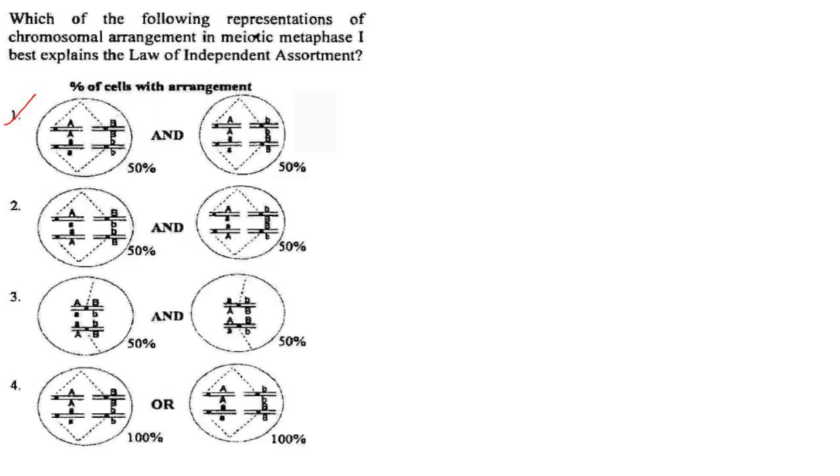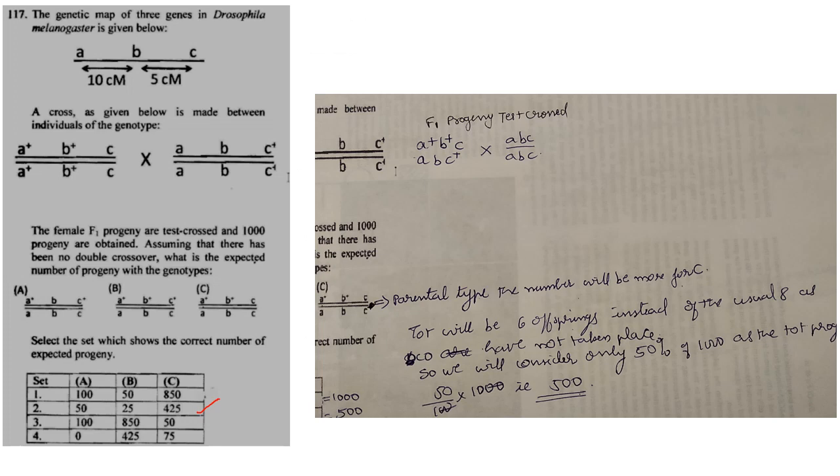Then the next one. Which of the following representations of chromosomal arrangement in the meiotic anaphase 1 best explains the law of independent assortment? If you see the first option, that itself explains the law of independent assortment. Answer is option 1. Then, the genetic map of 3 genes in Drosophila melanogaster is given below. A cross as given below is made between the individuals of the genotype.